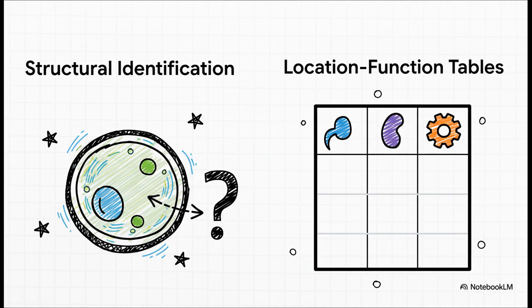And definitely keep an eye out for these other two. You've got your structural identification questions, where they might show you a diagram of, say, a turgid cell, or an ear, or an eye, and you just have to label a part. And then there are these location function tables. They'll give you a hormone, like ADH, and you have to fill in which gland it comes from and what it does. See the pattern? It all comes back to connecting a thing's structure to its function.